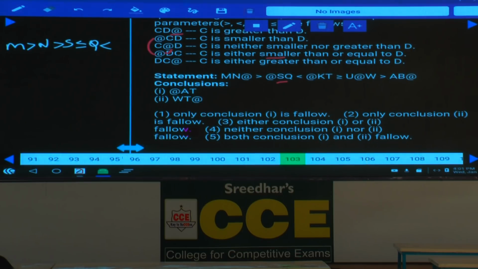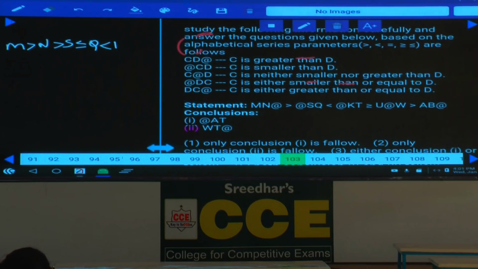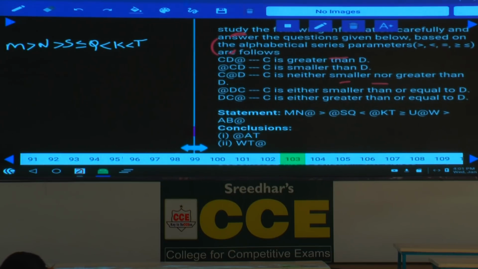Q is lesser than, now at the rate of K and T. At the rate of K and T, now we should take this one, lesser than. K is lesser than T. After this K lesser than T, what is the other information here? Greater than or equal to. Now K lesser than T, greater than or equal to.